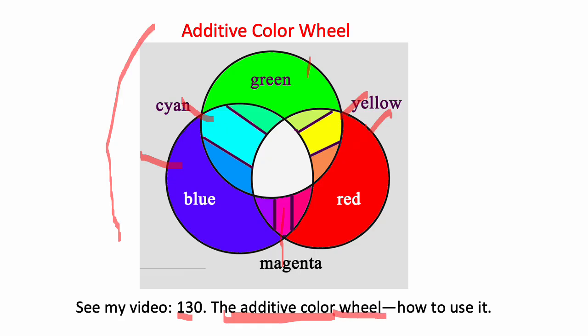Now, the complementary color to cyan is red. The complementary color to yellow is blue, and the complementary color for magenta is green.